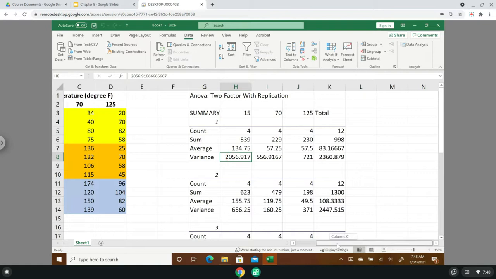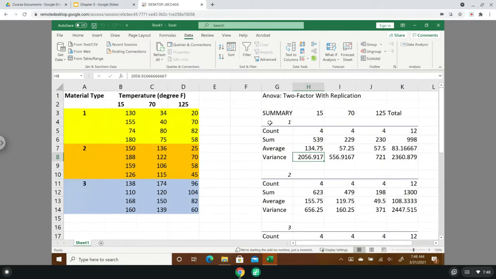First of all, it says summary, and Excel gives you a nice statistical summary of the data. For example, material type 1 and temperature 15 degree Fahrenheit. How many experiments were performed? Count is 4. What was the sum of all these four numbers? It's 539. What is the average of those numbers? What is the variance? And same for 70 and 125 degree Fahrenheit.